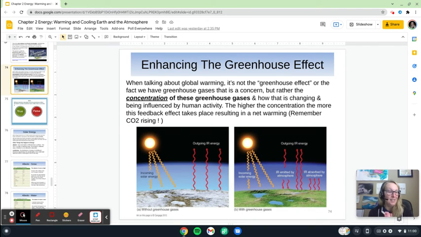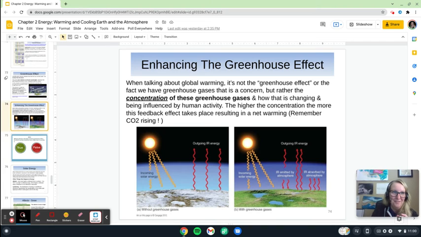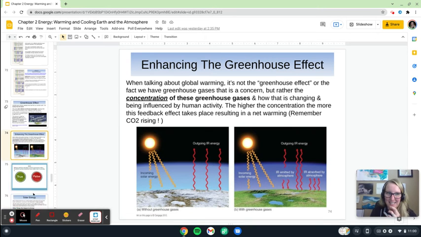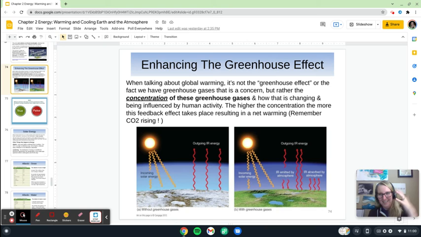So, enhancing the greenhouse effect, right? In chapter 1, we talked about CO2 levels and how they're rising. Well, you could see from this plot that to keep the temperature of the Earth at a livable level, we need carbon dioxide to do its thing. It's a very small amount, but we need it. The thing is, as CO2 is increasing, the effect of that selective absorber is increasing. So we don't want CO2 to not do its job at all.